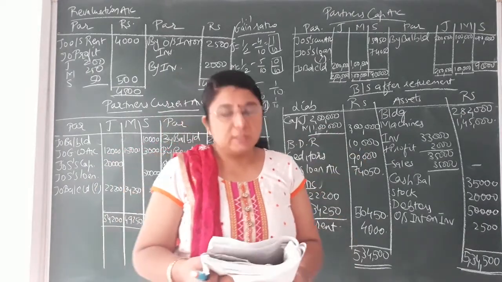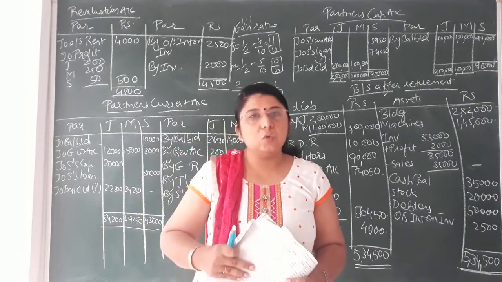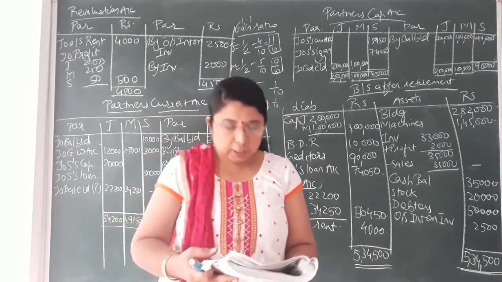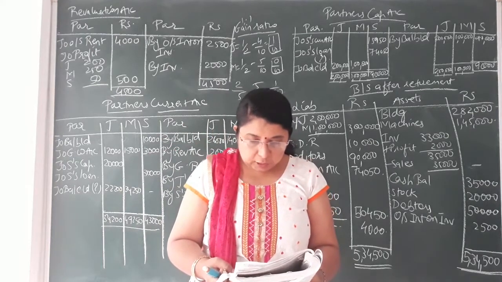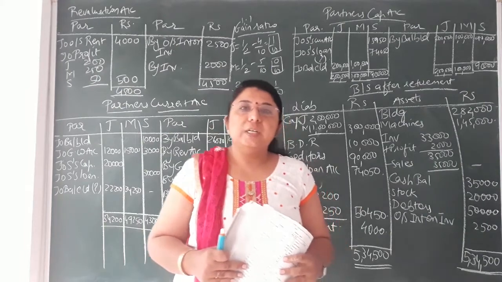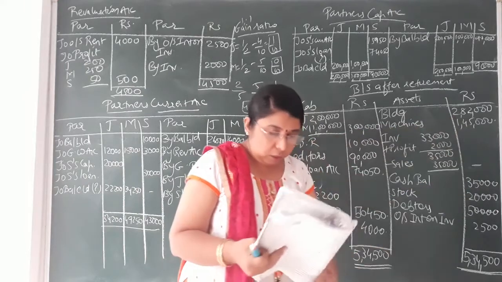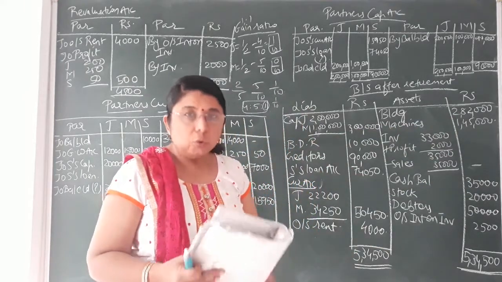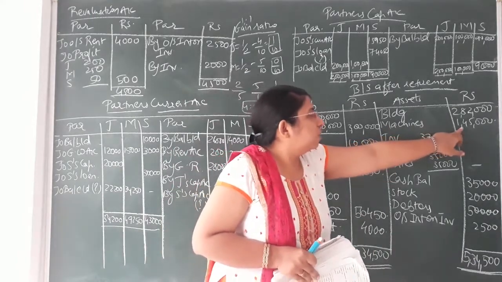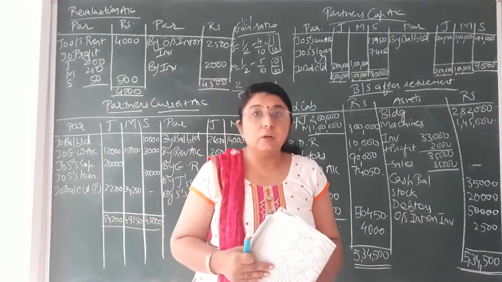Now moving on to the asset side. Asset side, first entry, that is goodwill. That was the old goodwill that we had distributed amongst all the three partners in their old profit and loss sharing ratio. Then the building value that is given to you, 2,82,000. No adjustment is there on building, so as it is, building value I have written 2,82,000. Then machinery that is given to you, 1,45,000. So machinery also has no adjustment, so 1,45,000. Then investment that is given to you, 33,000.